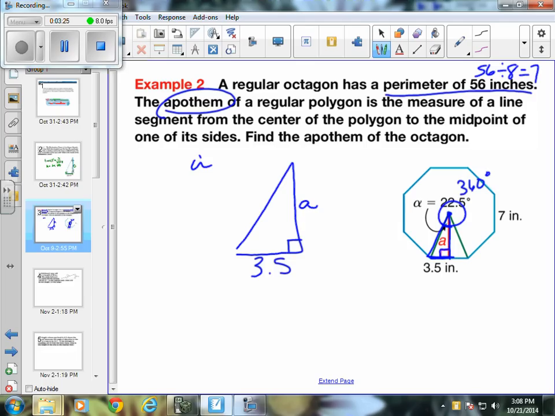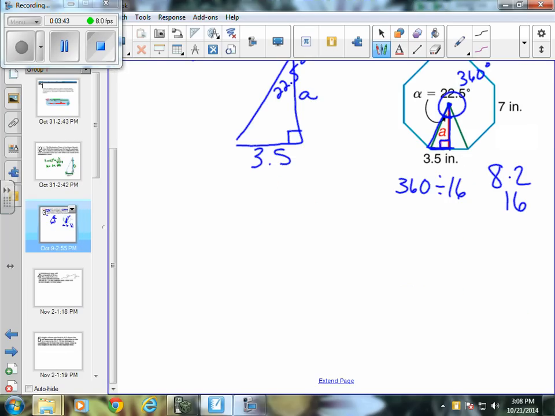Well, there's 8 sides, and there's 2 triangles per side, so there would be 16 of those little triangles. So if you take 360 degrees divided by 16, we get our 22.5 degrees. Okay, so let's see if we can figure out what trig ratio we would use if we want to find the A, or the apothem.